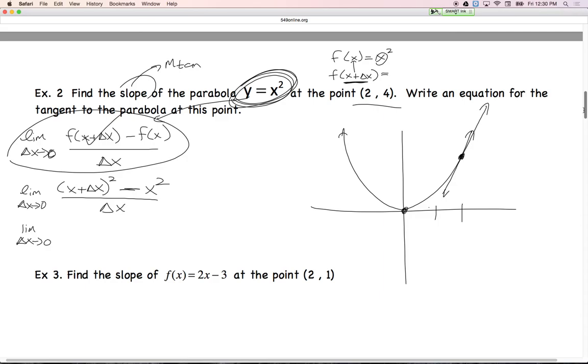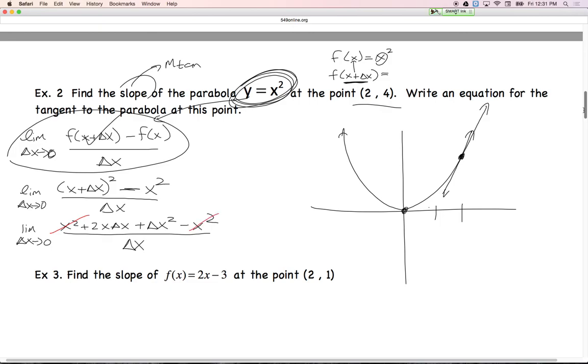What kind of algebra can you do on this problem? FOIL it. What does this end up being? x squared plus 2x delta x plus delta x squared, minus x squared, all over delta x. Now, I told you a couple weeks ago, if you do this right, everything that does not have a delta x will what? If it doesn't have a delta x, it's going to cancel. What is going to cancel? x squared. Let's see it. Slash and burn. Boom. Boom.